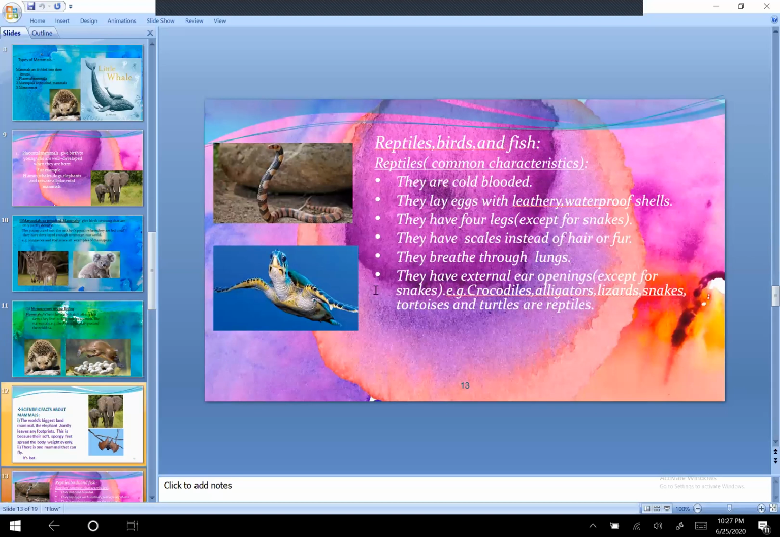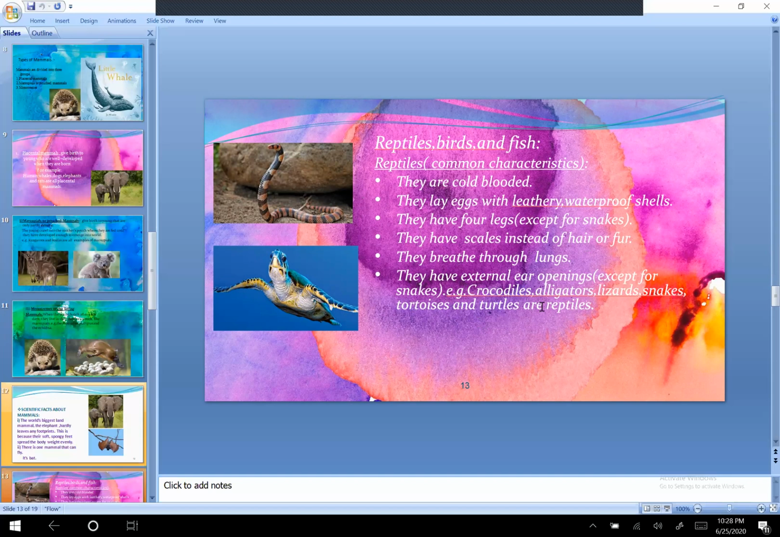Now, children, the second topic is reptiles, birds, and fish. Reptiles' common characteristics are that they are cold-blooded, they lay eggs with leathery, waterproof shells, and they have four legs except for snakes. Everybody knows snakes don't have legs. They have a tail. They breathe through lungs. They have external ears except for snakes. For example, crocodile, alligator, lizard, snake, tortoise, and turtle are all reptiles.